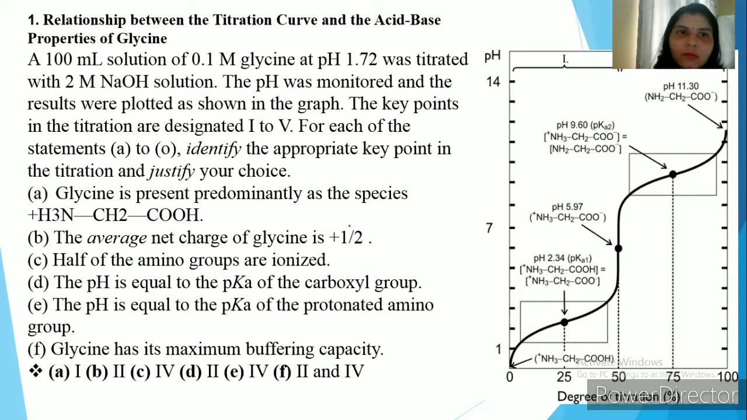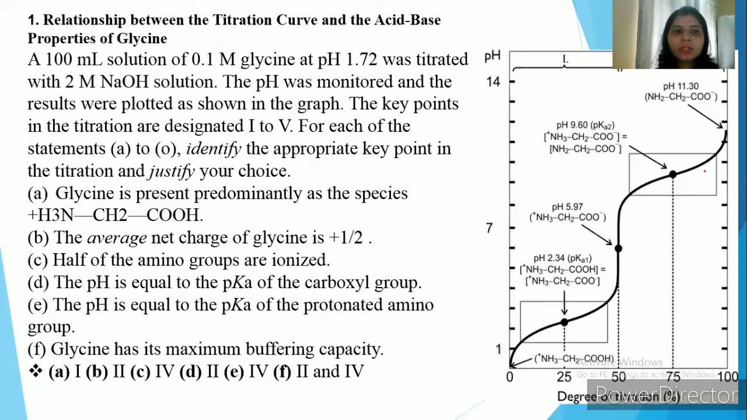100 ml of a 0.1 molar glycine solution at pH 1.72 was titrated with a 2 molar NaOH solution. The pH was monitored and the results were plotted as shown in the graph. This is the graph, and the key points in the titration are designated first to fifth. This is the first point, second point, third point, fourth, and fifth point.